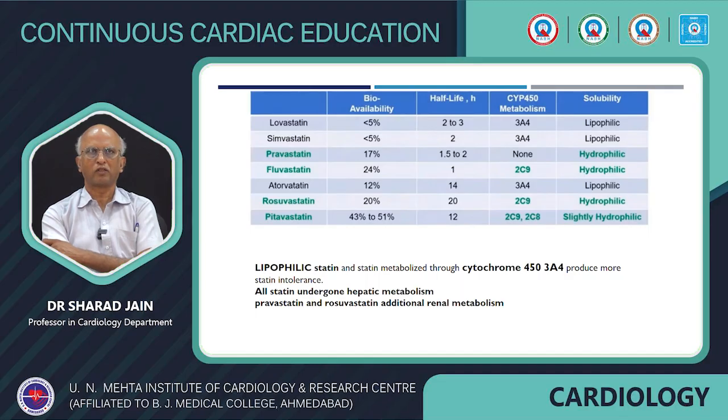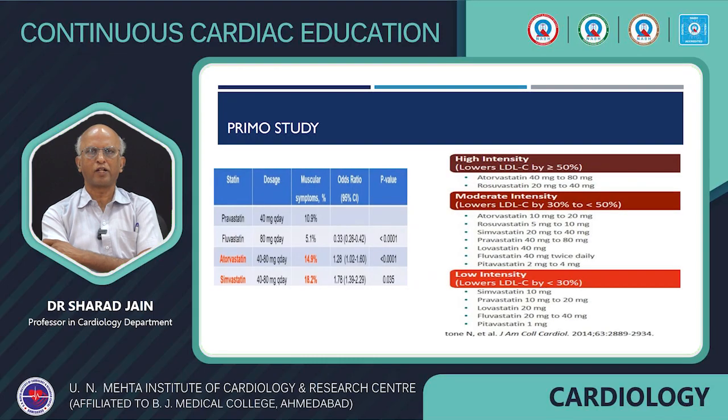So, you see, statins are lipophilic or hydrophilic. Lipophilic statins are metabolized by cytochrome P450 3A4 and produce more statin intolerance. Lipophilic statins are lovastatin, simvastatin, and atorvastatin. All statins undergo hepatic metabolism, but pravastatin and rosuvastatin have additional renal metabolism as well.